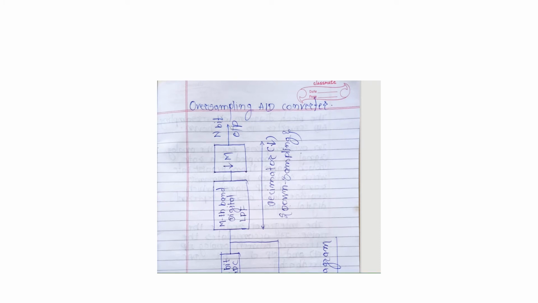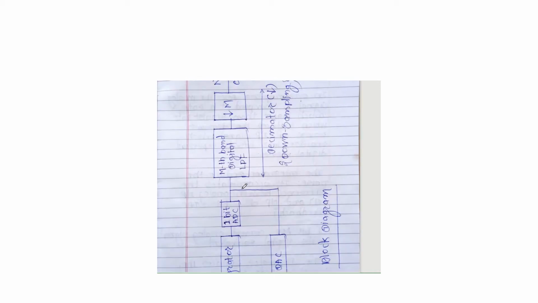So today we will see the oversampling A to D converter. So this is the block diagram of oversampling A to D converter, where x of t is the input, that is the analog input. This is the feedback control system.